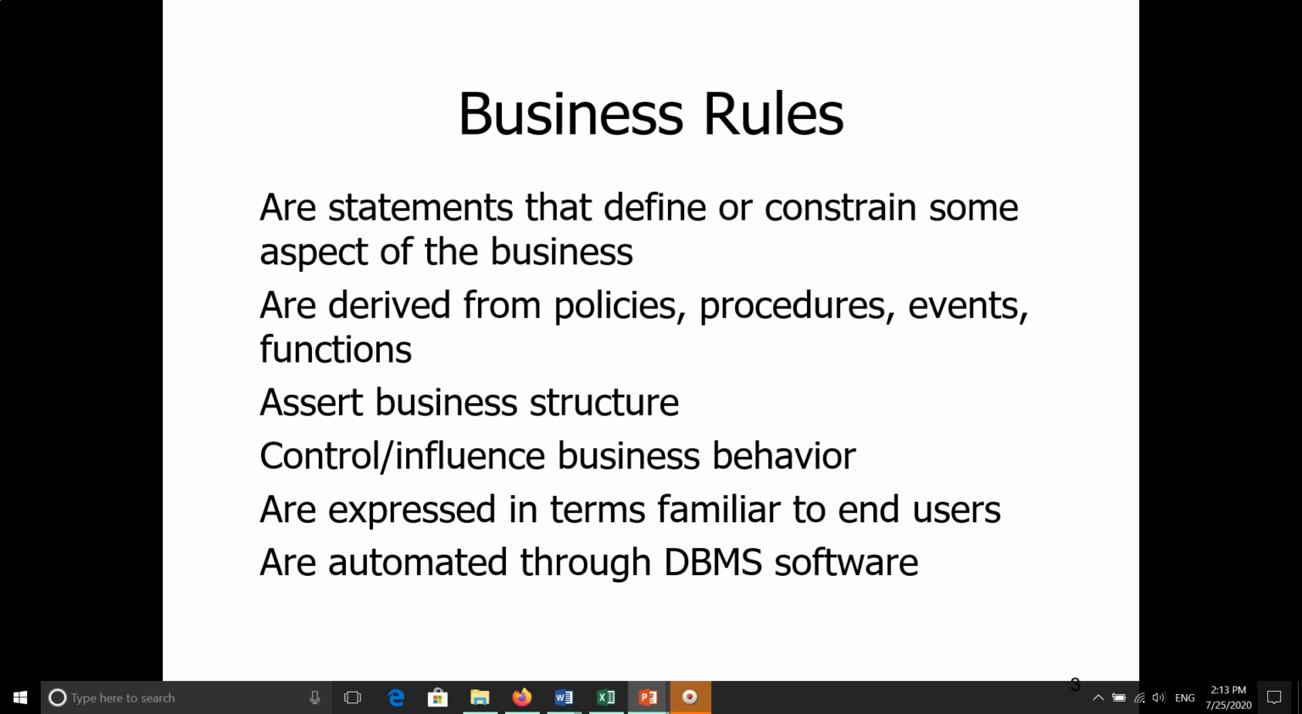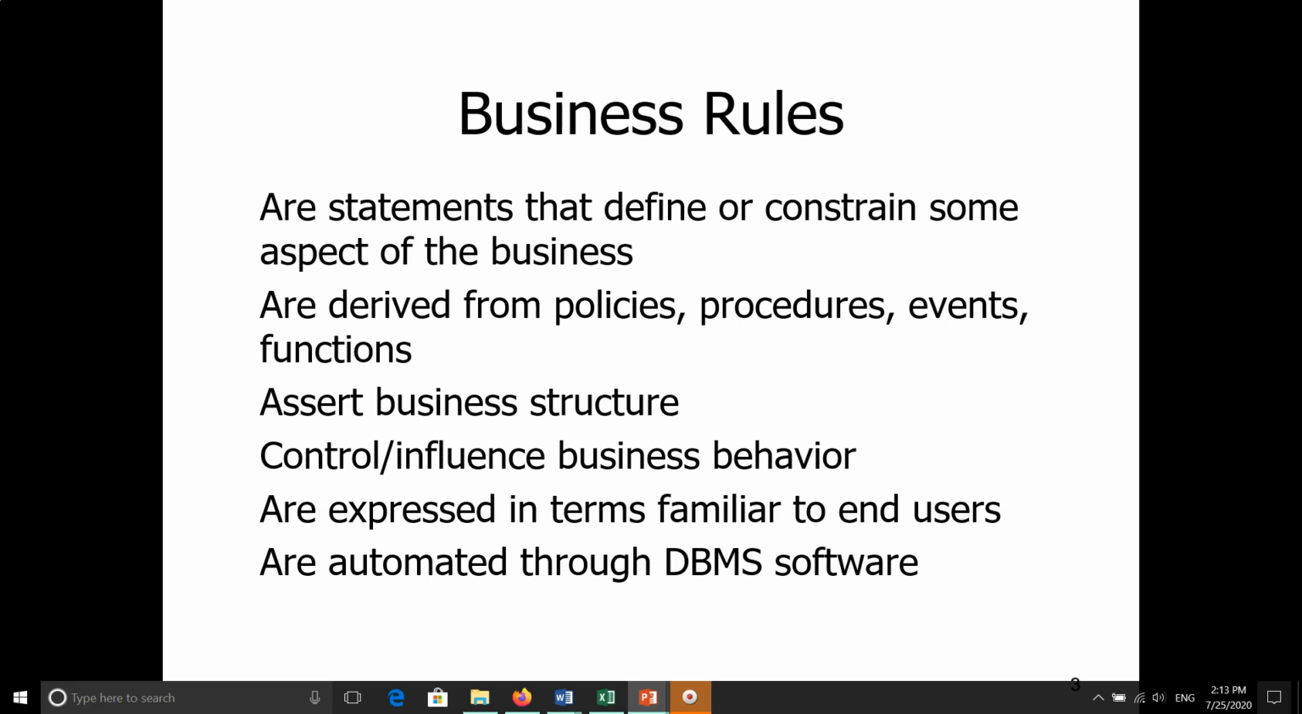Or a business rule can be something that will control or influence business behavior. For example, a business rule can be, well, for all the preferred customers, we give them a 10% discount on their purchase. Each order must be assigned an order number. So those are all examples of business rules.